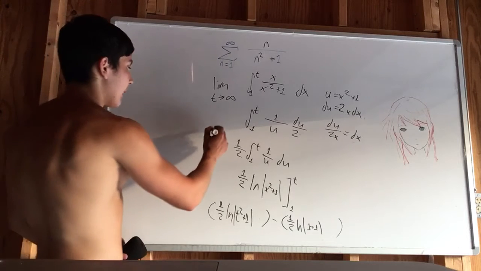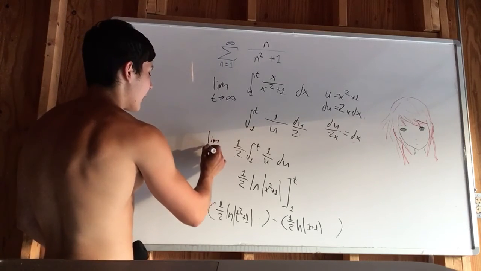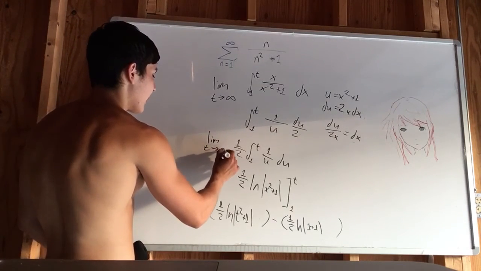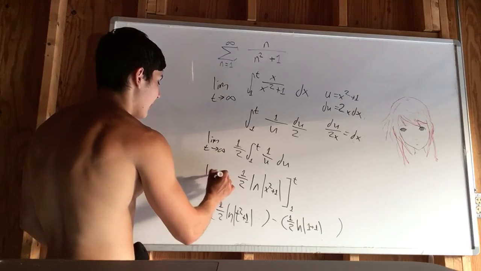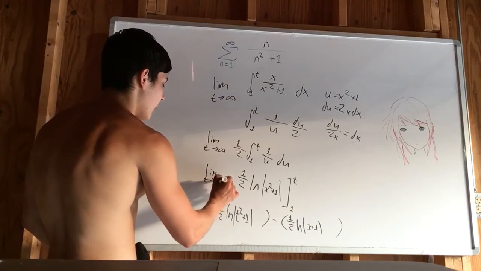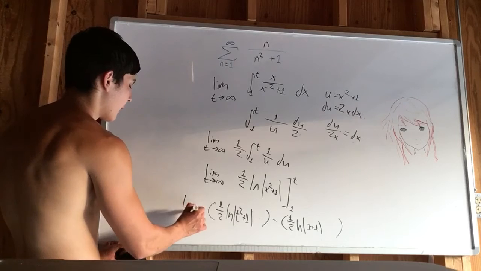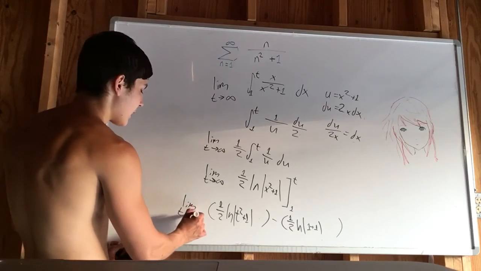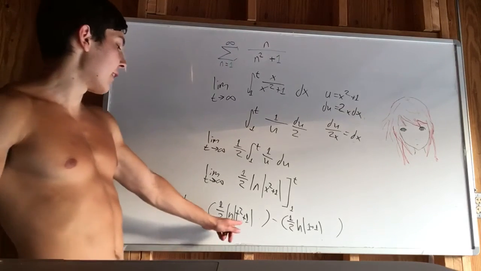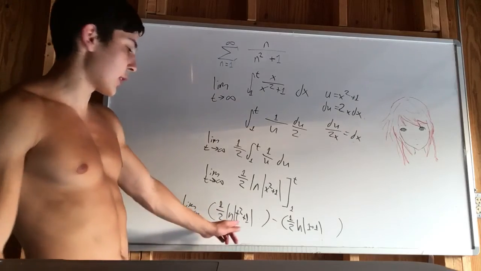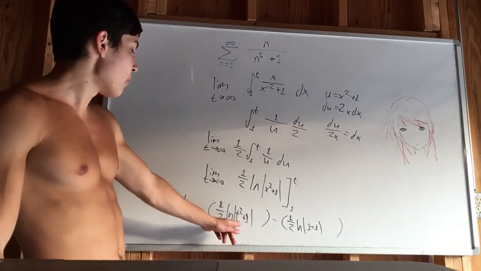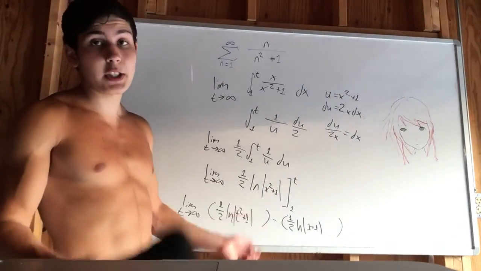Remember that we're bringing down the limit with each passing move that we make. Don't forget your limit, limit as t approaches infinity. You plug in infinity into here because that's what we're doing, t approaches infinity. Natural log of infinity is just infinity.